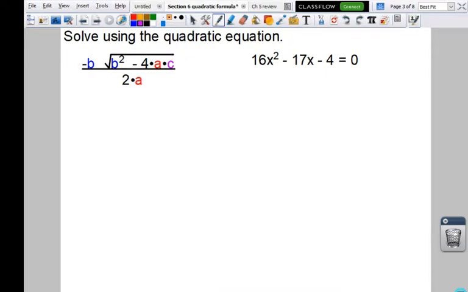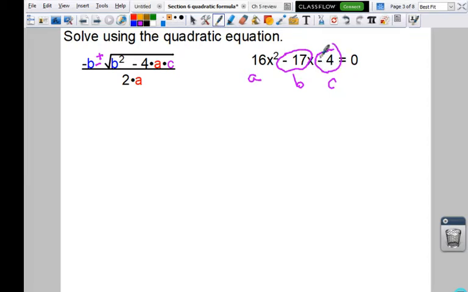Alright, so we're just going to practice this. Somehow my formula got messed up a little bit right here, so I gotta put in my plus minus. I'm going to use my quadratic equation on this. So my A is 16, B I gotta be careful, it's not 17, it's negative 17. And C is not just 4, it is negative 4.